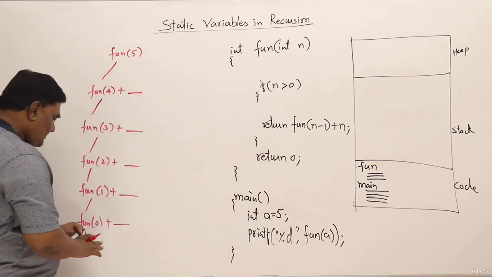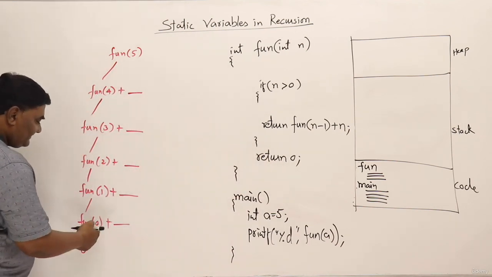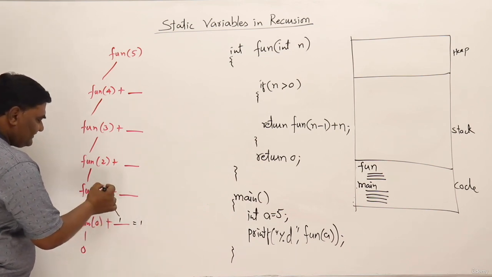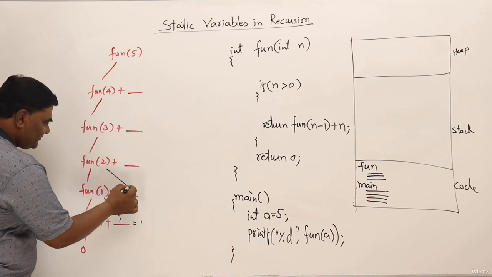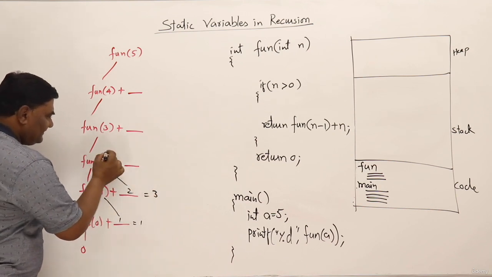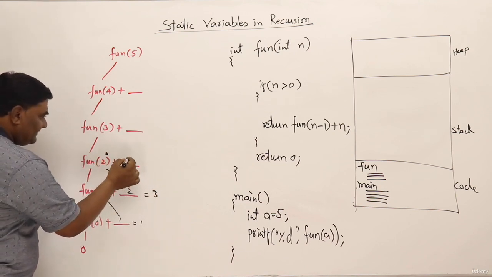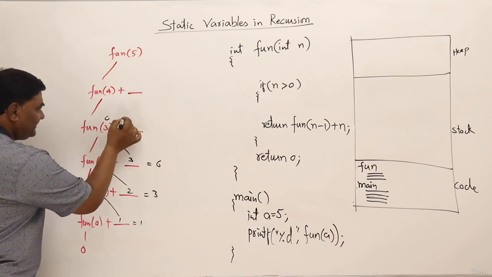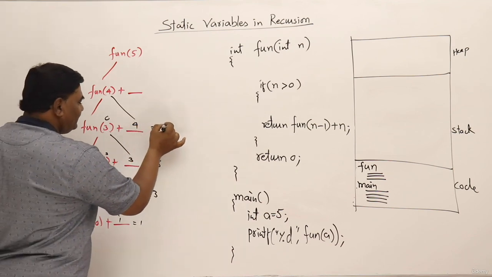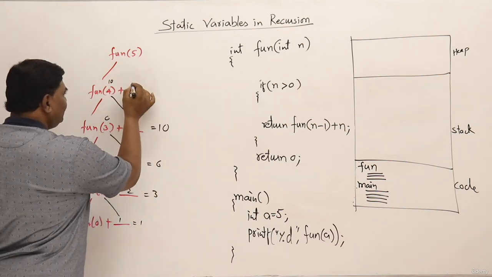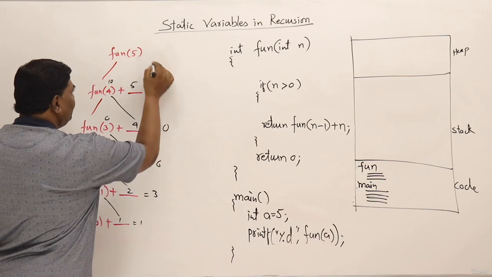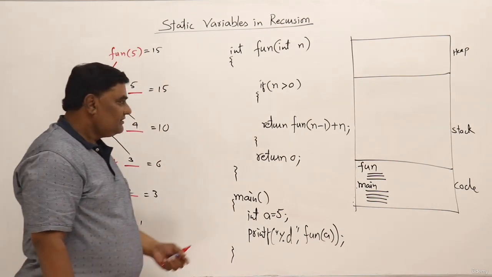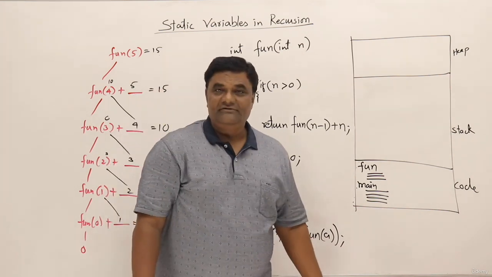This is 0. Now when it goes back, this is 0 plus 1. This is 1. So this will be 1. And the result of this one is 1 plus this is 2, so this will be 3. Then the result of this is 3 and this is 3, so this will be 6. So the result of this one is 6 plus 4. This will be 10. The result of this one is 10 and 5, so this will be 15. So the result of this is 15. So this is the tracing of the function when it is called upon value 5.